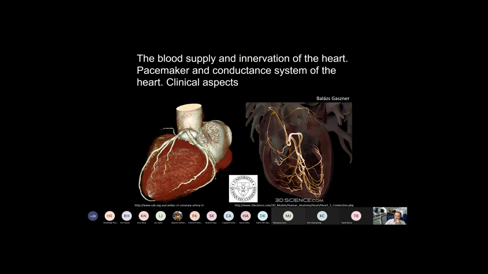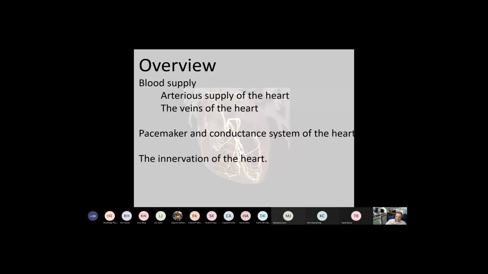Last week I started to tell you the anatomy of the heart, and this is the second lecture about this organ. The program for today is the blood supply of the heart. This is what I will focus on. I will talk about the arteries mainly. I very briefly just summarize the veins because they have much lower clinical significance. After this step, I will turn to the pacemaker and conductance system of the heart. And finally, very briefly, I will summarize the nerves. Let's start because there is a lot to discuss today.